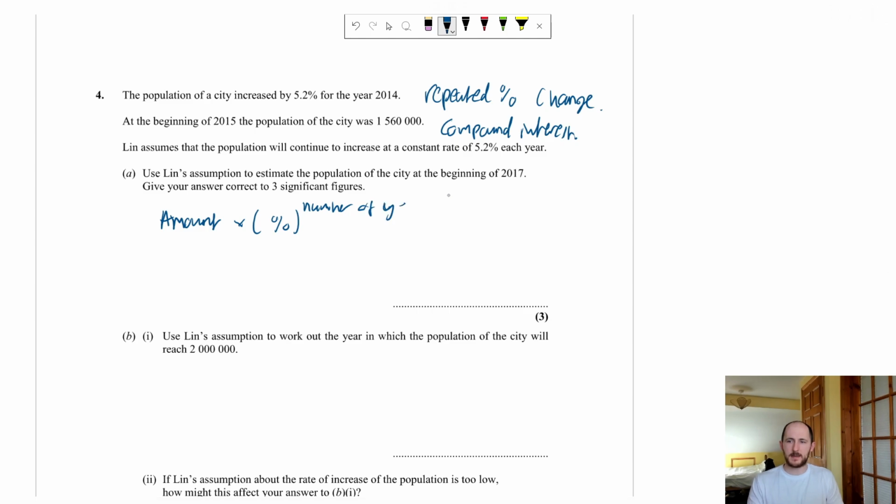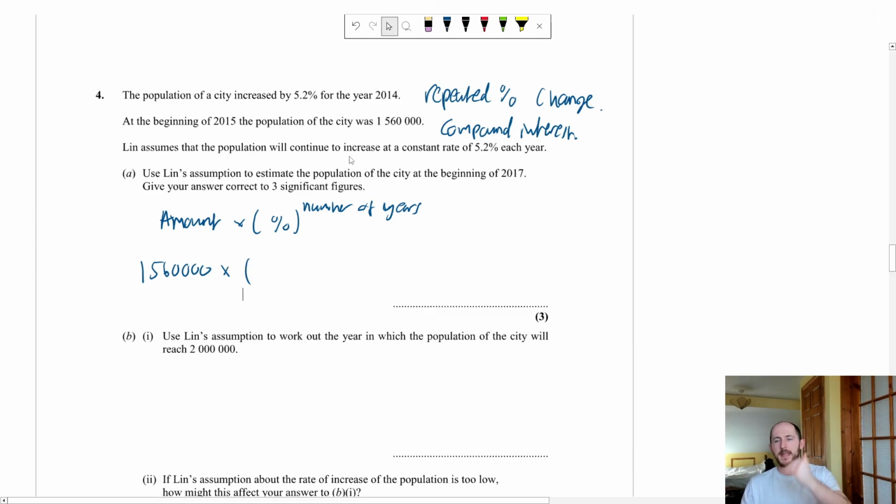We're going to do the exact same thing, but in terms of population, because again, repeated percentage change is the exact same as compound interest. They are the same things. So we start with 1.56 million, so 1560 and then another 3 zeros. Times that. Now what goes in the percentage?